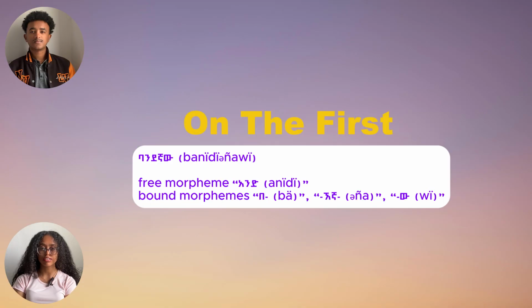On the first, በአንደኛው, which is made from the free morpheme አንድ and the bound morphemes በ, እኛ and ው. Now let's look at some morphemes for different scenarios.